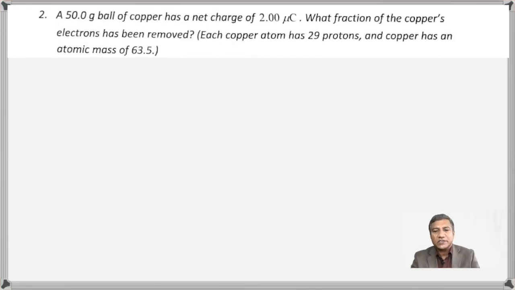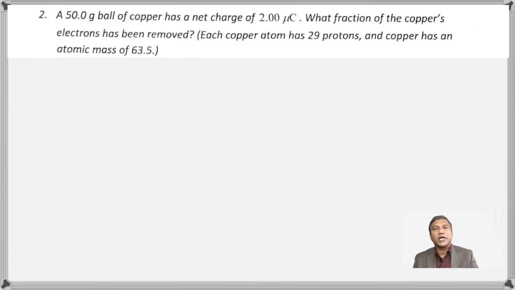So now in question 2, we have a 50-gram ball of copper having a net charge of 2.00 microcoulomb. What fraction of the copper's electrons has been removed? So since the question says what fraction of the copper's electrons has been removed, first of all, we need to know the total number of electrons that exist in copper, and then we need to know how many electrons have been removed, and then take the ratio.